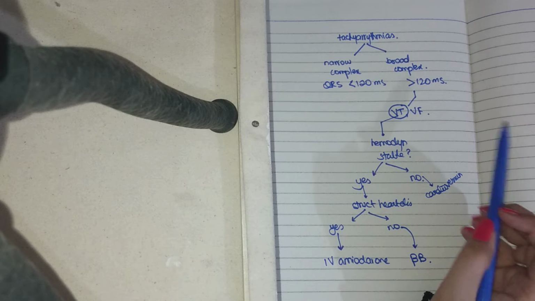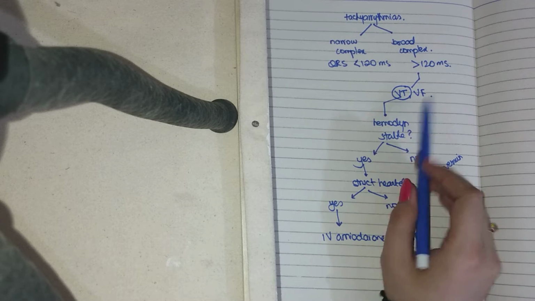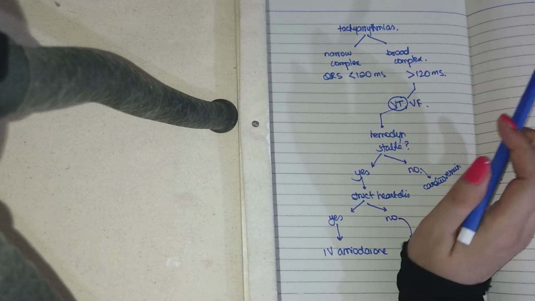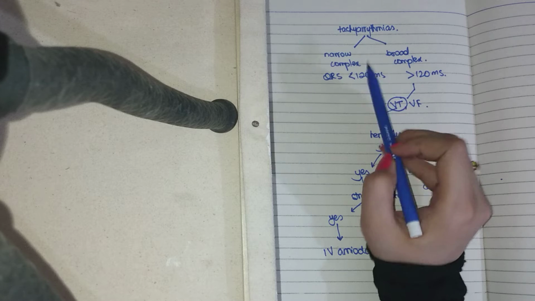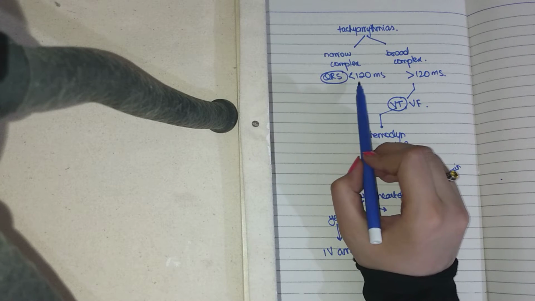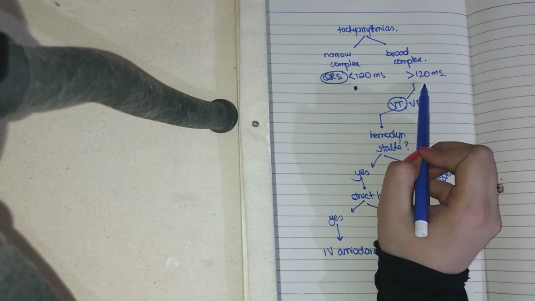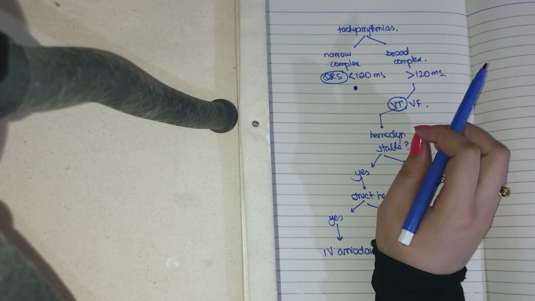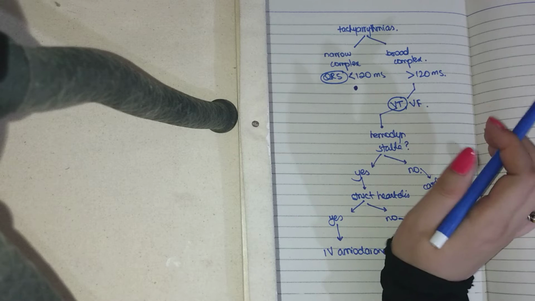So in today's discussion, we are going to go through the algorithm for ventricular tachycardias. First of all, we know that tachyarrhythmias are divided based on the duration of the QRS complex, whether it is less than 120 milliseconds or it is greater than 120 milliseconds. These are basically three boxes on an ECG.